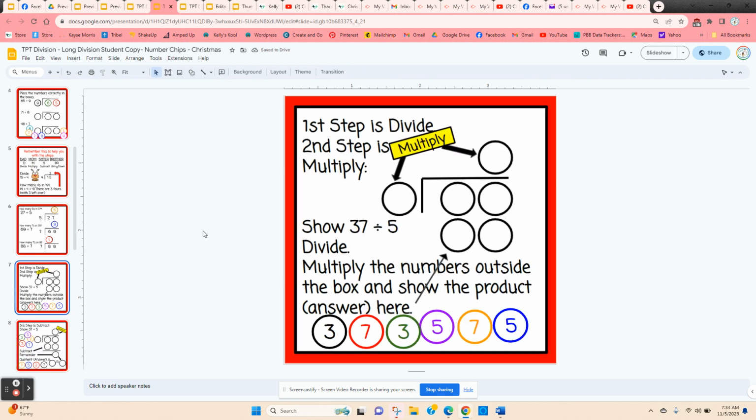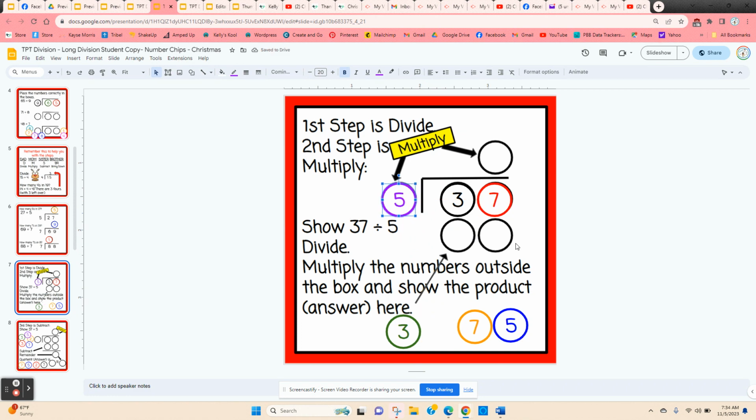Now the next slide has students putting the numbers in the correct place and just doing the first and second step, which is divide and then multiply. So they already know where to put the numbers. 37 divided by 5, and again they just click and hold. So the first step would be divide.